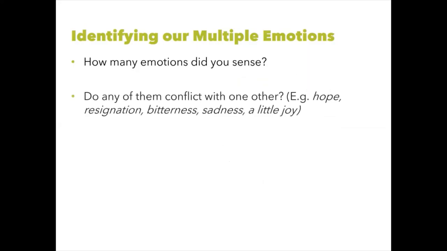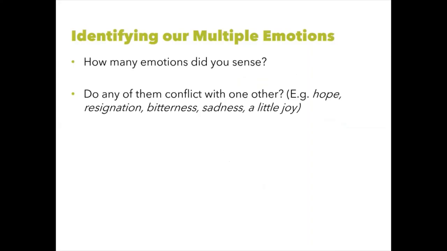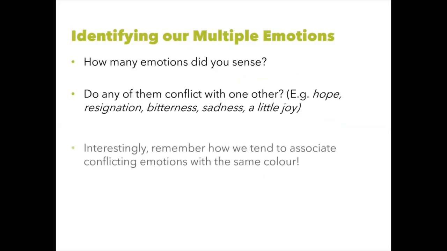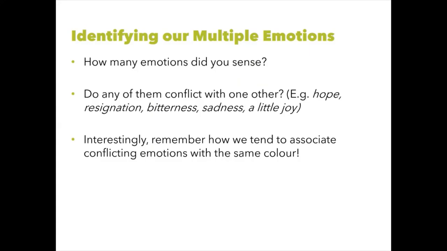Identifying our multiple emotions. So, how many emotions did you sense from Hosseini's passage? Don't worry if it wasn't many. Just consider, do any of those emotions conflict with one another? For example, I would say there was sadness, resignation, inspiration, hope, bitterness, and a little joy. Interestingly, remember going back to our rainbow of emotions, that we do often visualize conflicting or contrasting emotions as the same color.